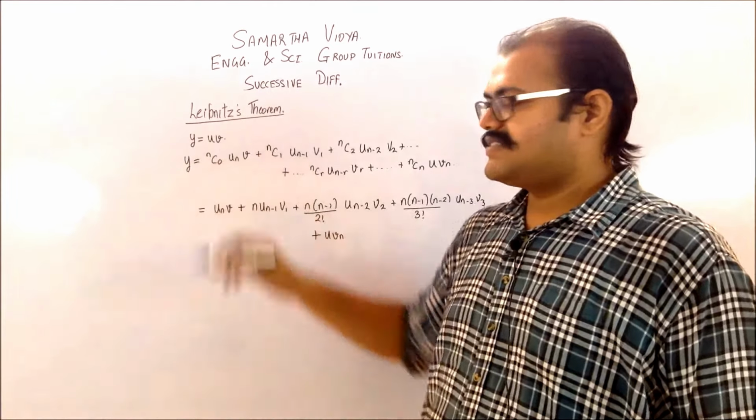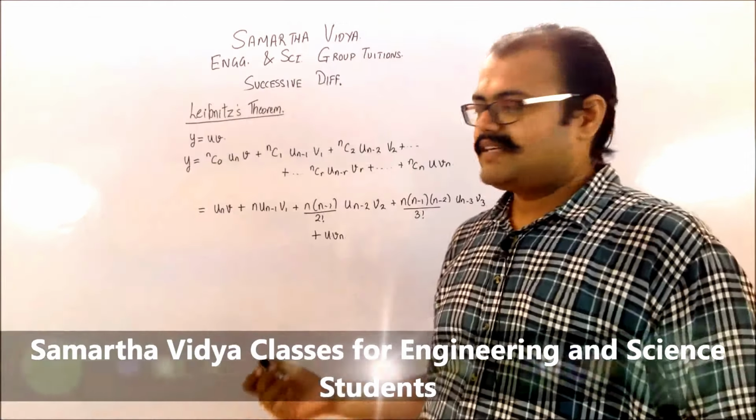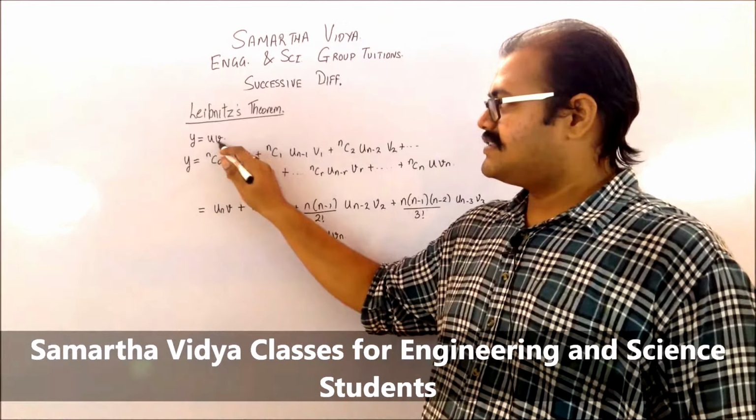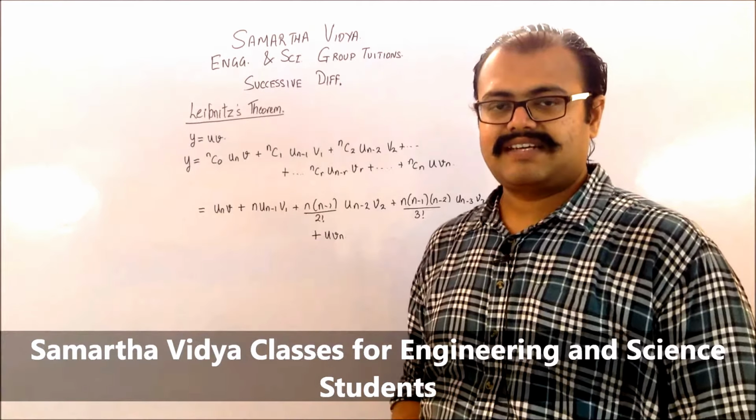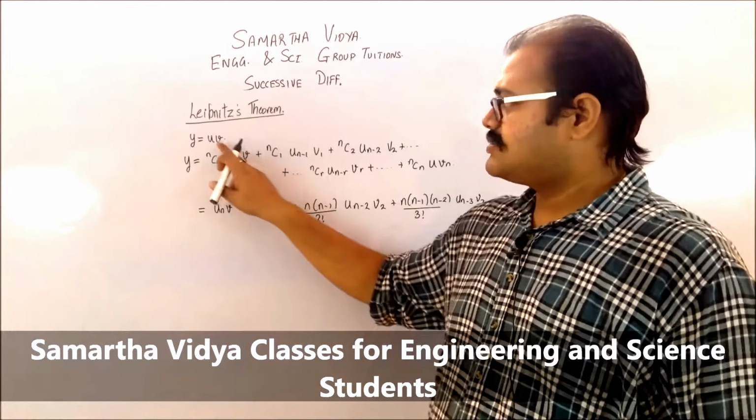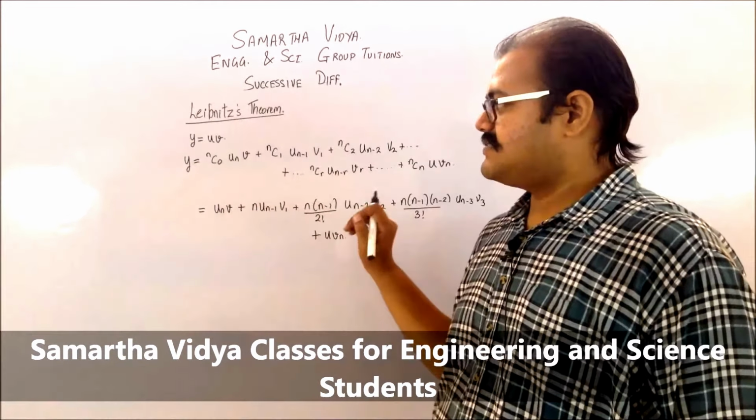So coming to the theorem, y is equal to u into v. You have to decide which is going to be u and which is going to be v. Generally, you take the v term such that it is going to become 0 after some time. Once that is decided, then you can go and see the expansion.